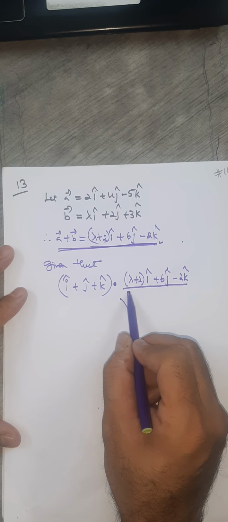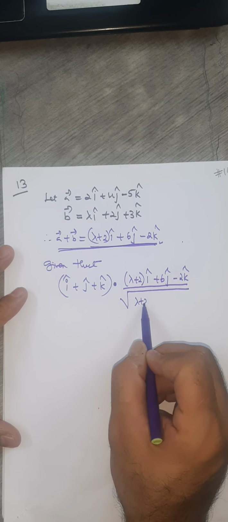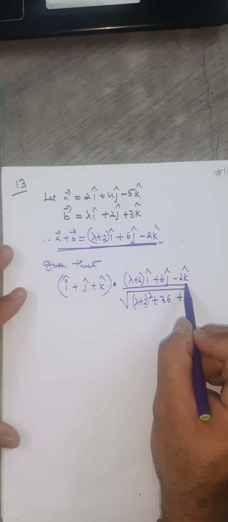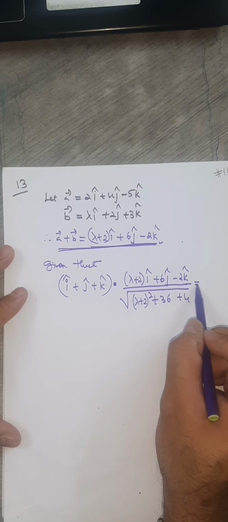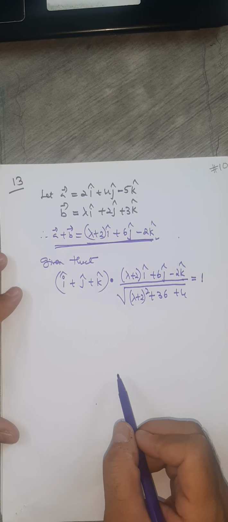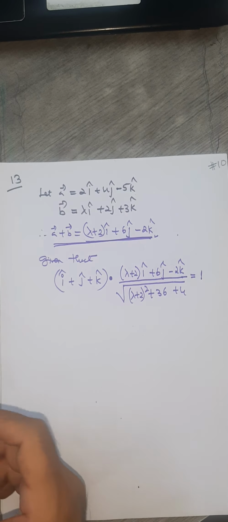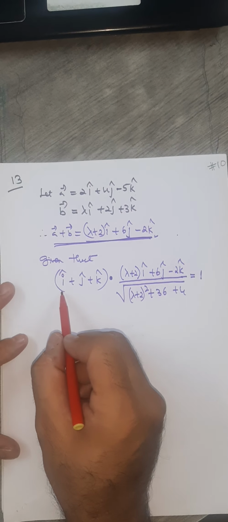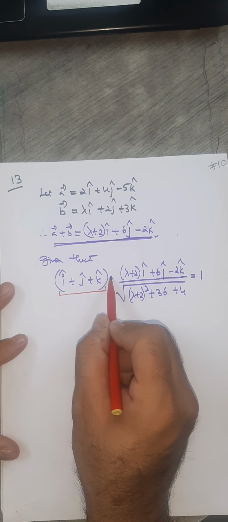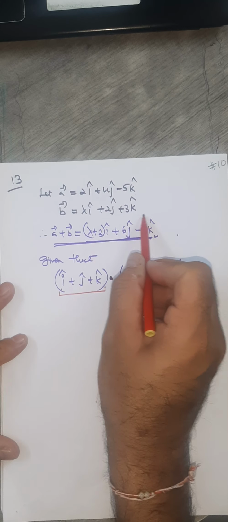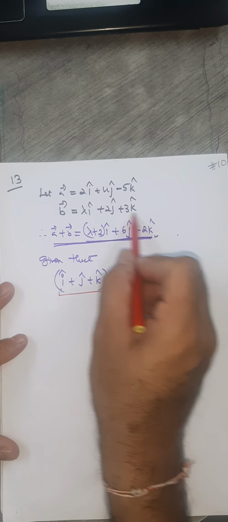So you have here (lambda + 2)² + 36 + 4 equals to 1. This is given. Let me repeat this. What's given to you? The dot product of this vector i + j + k, the dot product of this vector with the unit vector in the direction of this.